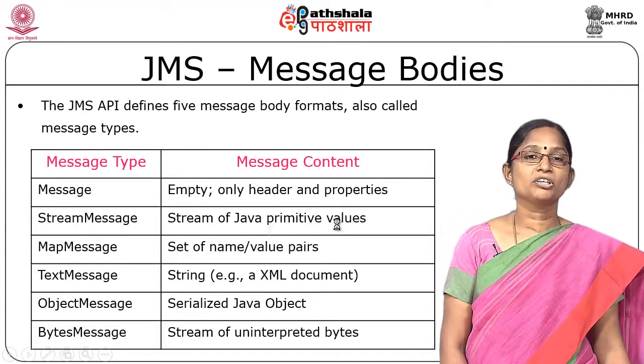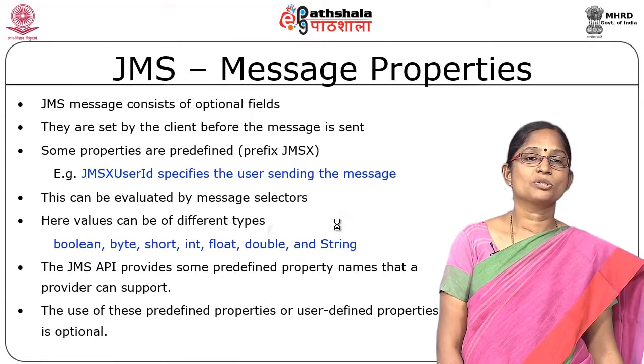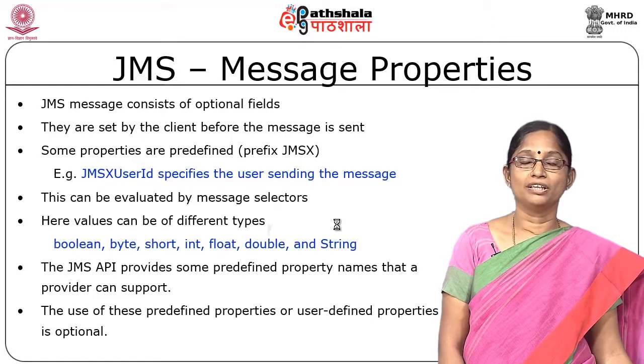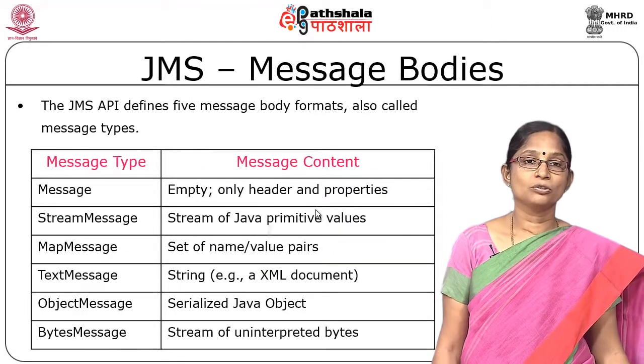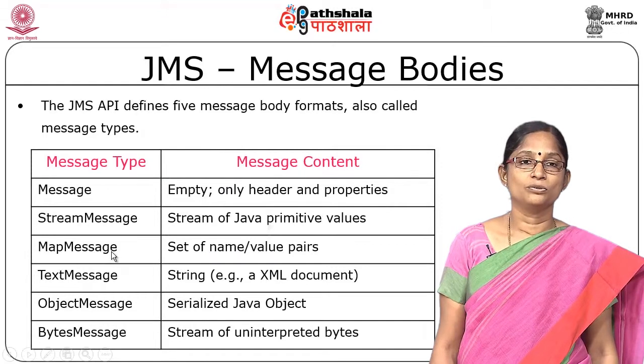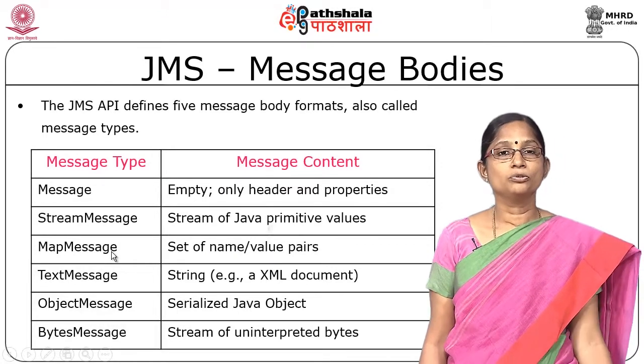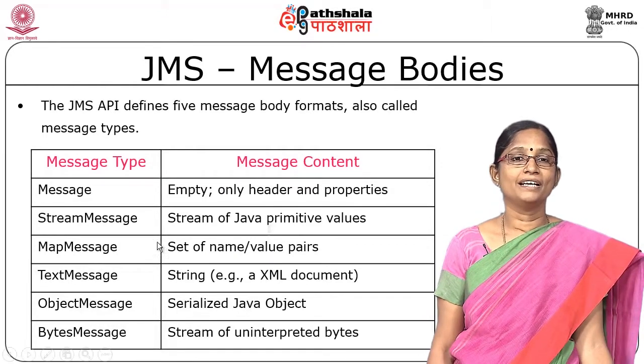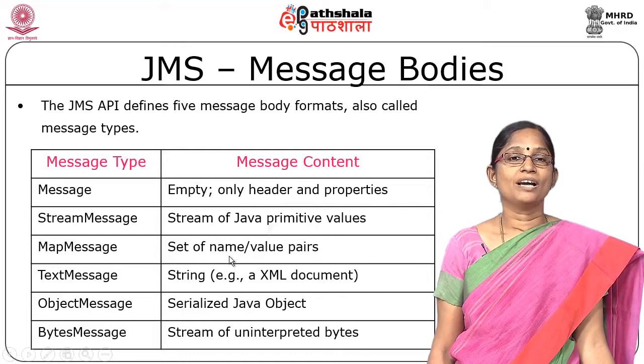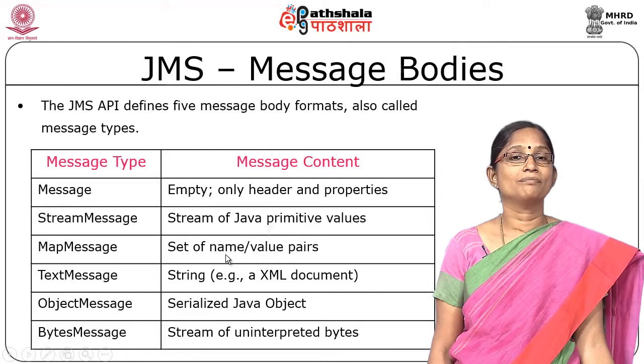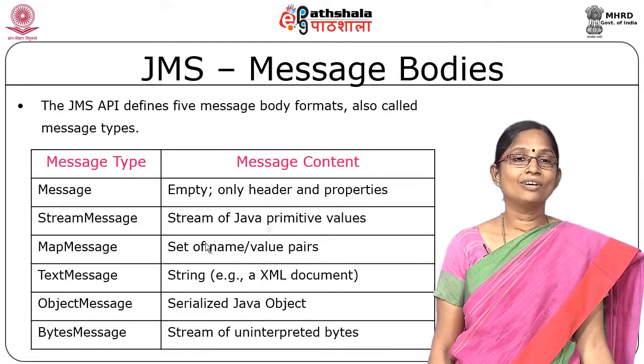What do you mean by primitive values? This is what the primitive values are: boolean, byte, short, int, float, double. So, any values which belong to this type can be called primitive values. Then map message, apart from the header and properties, it is going to have a set of name value pairs also. Like a map, it is going to have the content as a set of key value pairs.